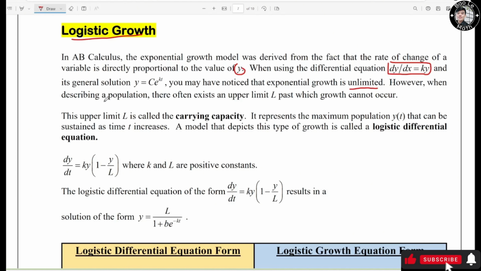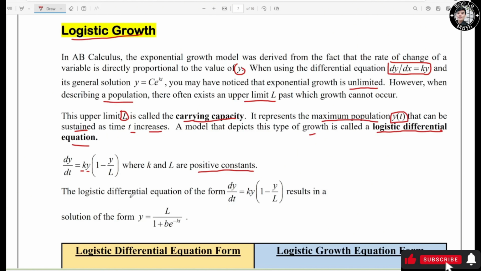However, when describing a population, there is often an upper limit L past which growth cannot occur. This upper limit L is called the carrying capacity. It represents the maximum population y(t) that can be sustained as time t increases. A model that depicts this type of growth is called a logistic differential equation: dy/dt = k times y times (1 - y/L), where k and L are positive constants.